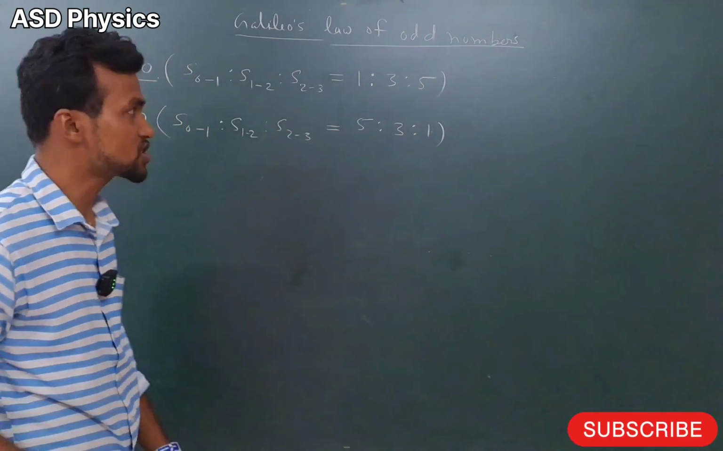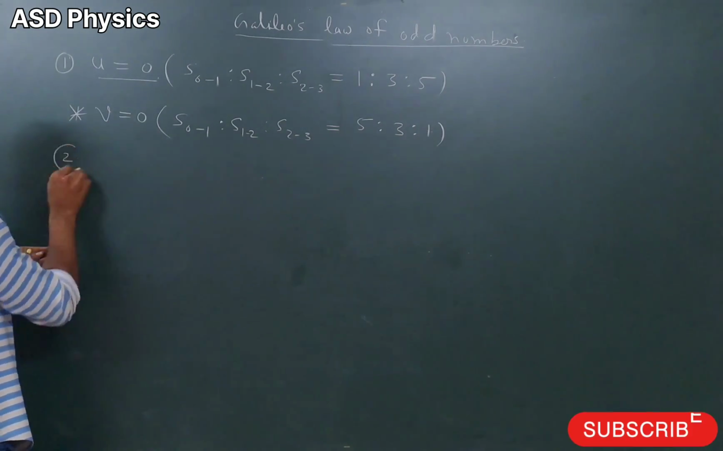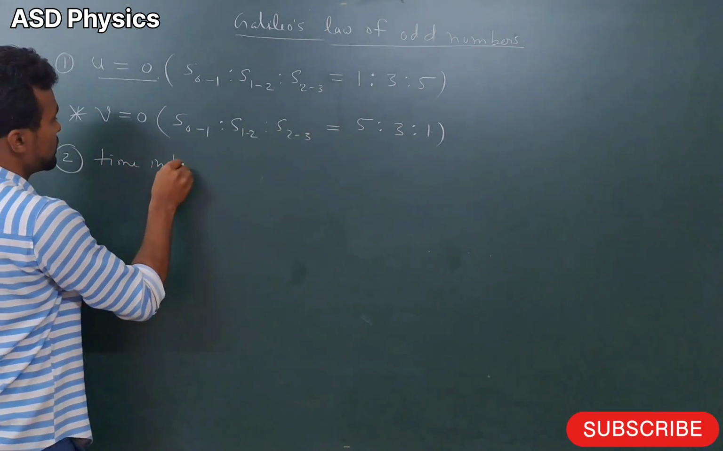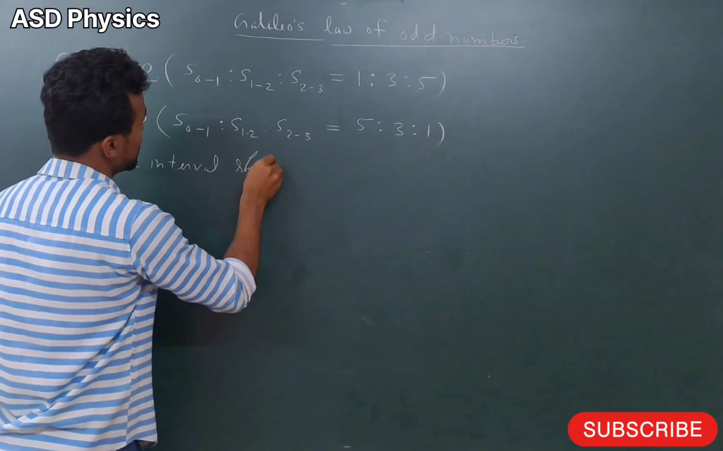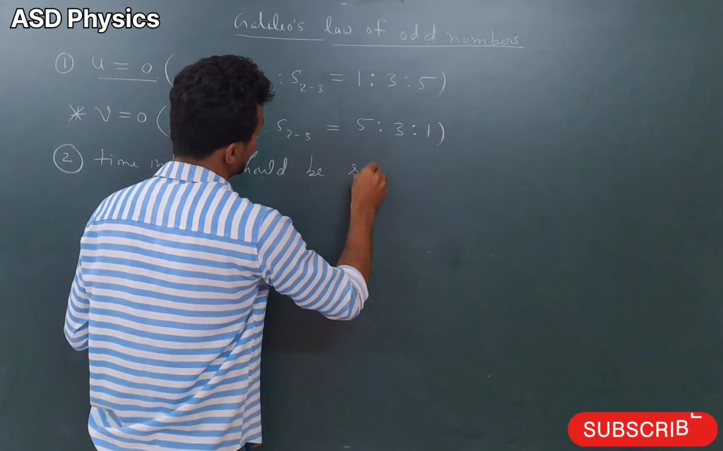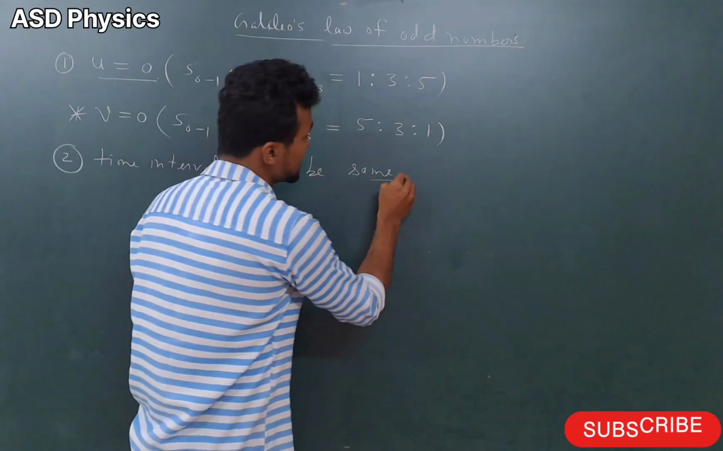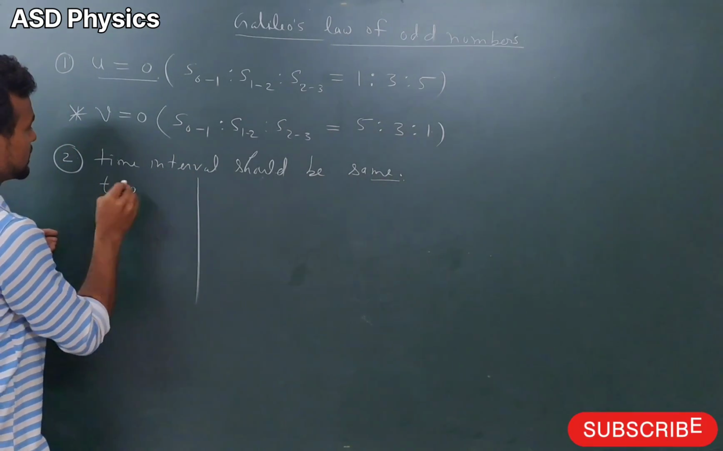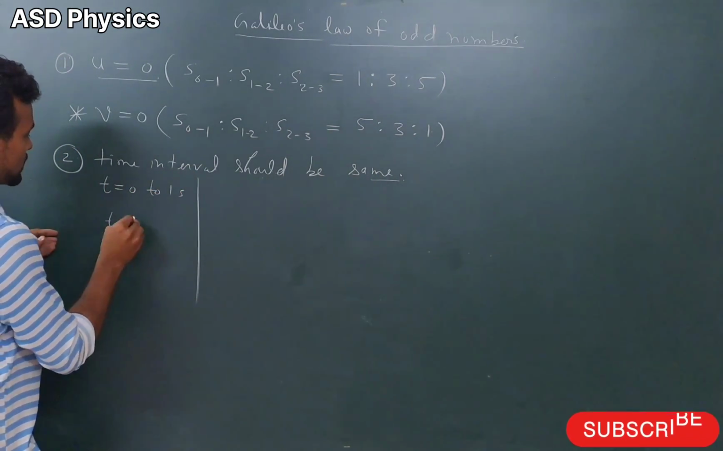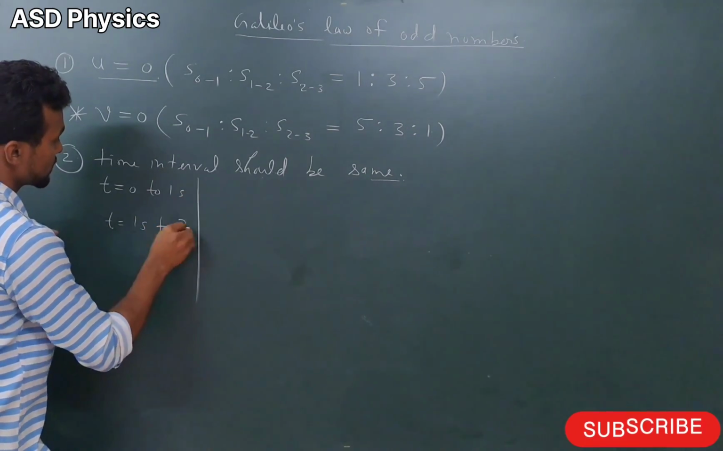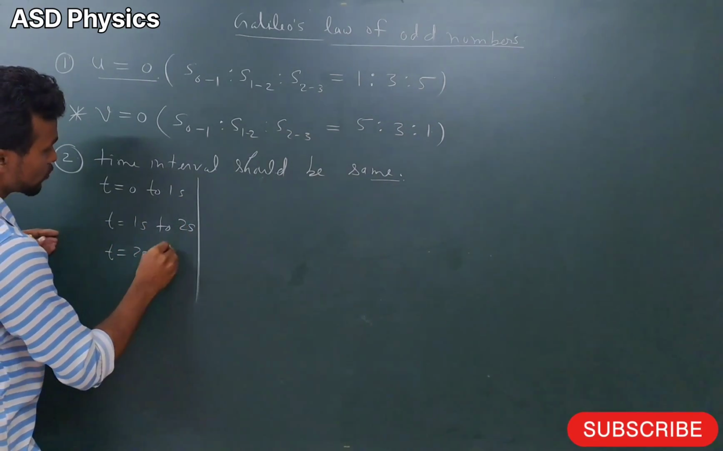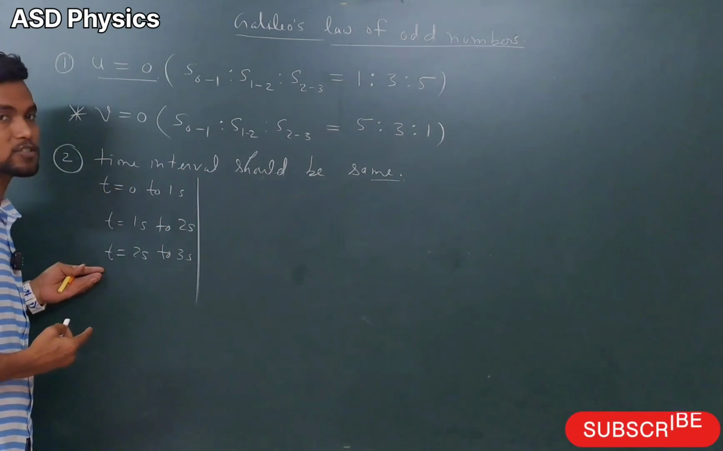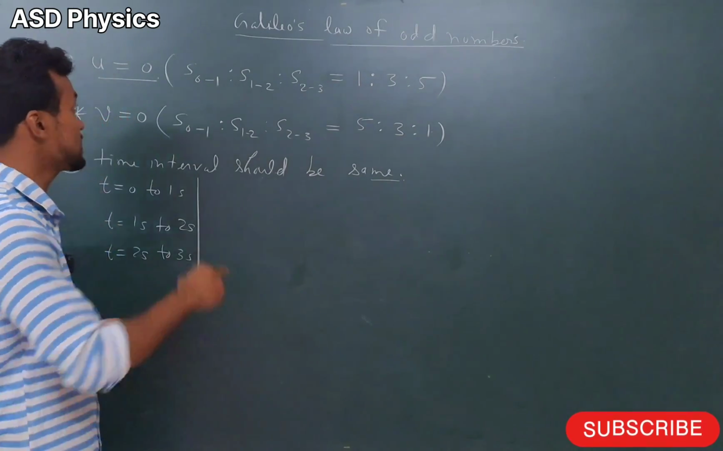Now the second thing I told: the time interval should be the same. Let's take for example, time t equal to 0 to 1 second, 1 second to 2 second, or 2 second to 3 second. Here the time interval is 1 second, here also 1 second, here also 1 second. Galileo's law of odd numbers is valid provided this condition holds.